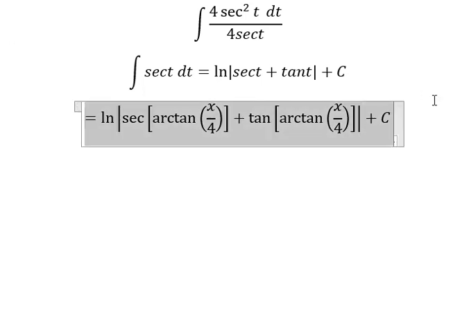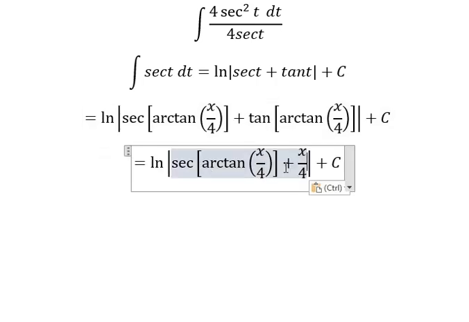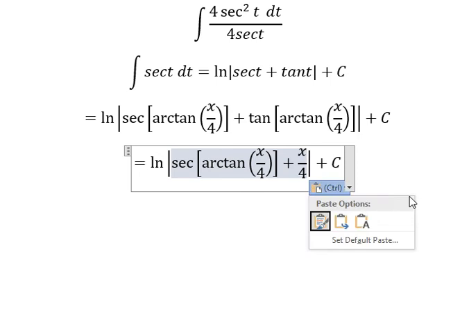So tan with arctan we have s over 4. And this is the final answer.